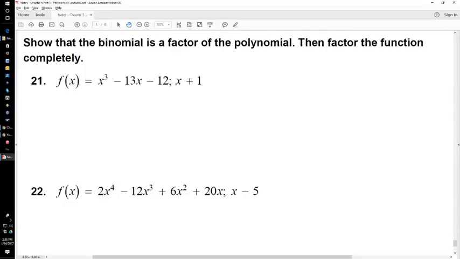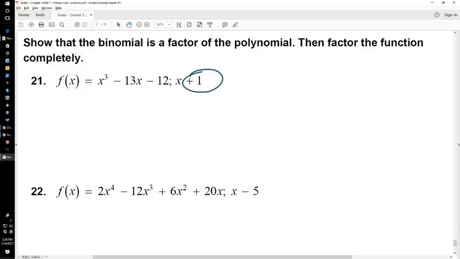Okay, for 21 through 24, this is still 5.4. It says, show that the binomial is a factor of the polynomial. Didn't factor the function completely. Show that the binomial, this one, is a factor, i.e. it multiplies into that one, or it can be divided. Basically, the polynomial can be divided by the binomial. Okay, so we're going to use synthetic division just like we did yesterday.